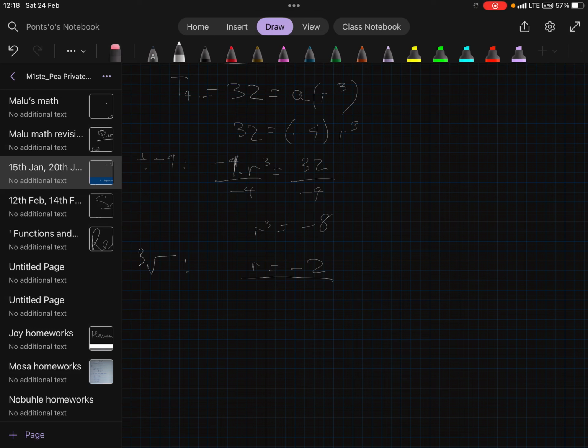So our sequence goes from -4 to +8 to -16. So our r is negative, and this means that the signs of the terms are going to alternate. So the geometric series is -4, and then goes to +8, then goes to -16, then +32. So we only get this when our common ratio, constant ratio, is negative or less than 0.